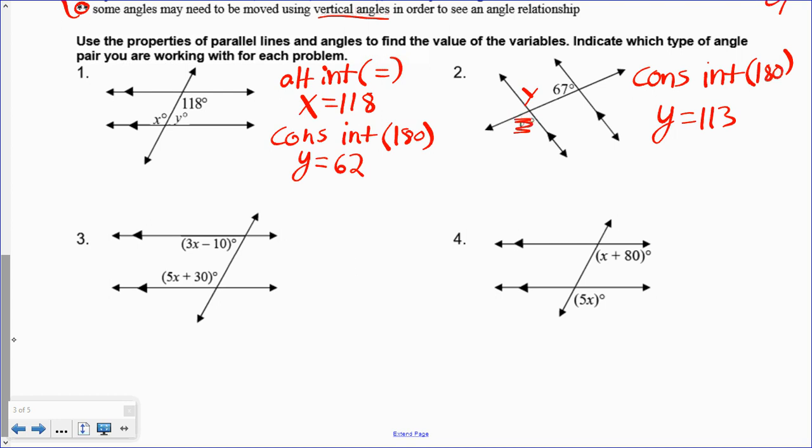Alright, what about this one? Slightly more difficult because it's not just straight up numbers, it's expressions, but you can still do it. What kind of angle relationship do these have? Consecutive interior. What do I know about their measures? Equals 180. So we're going to write an equation. 3x minus 10 plus 5x plus 30 equals 180. And then you're going to solve that for me.